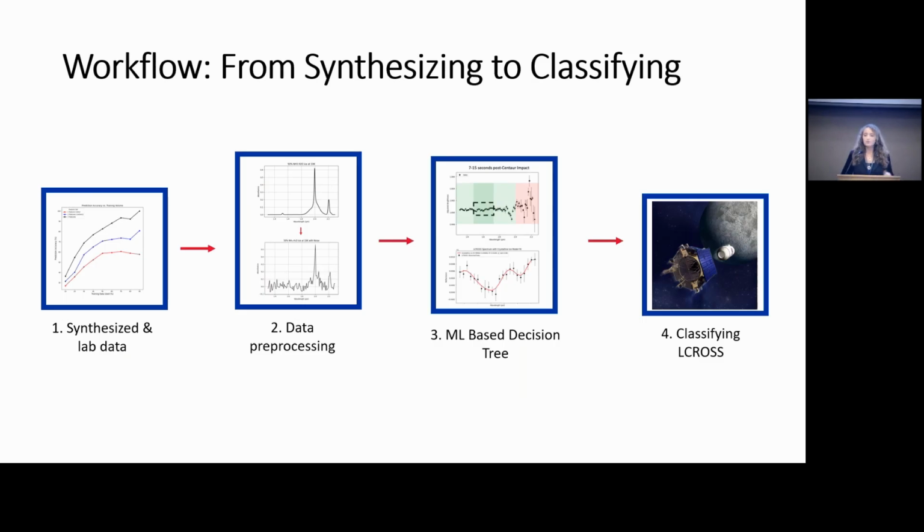I'm going to talk now a little bit about the workflow for this project. My argument here is that technically only the third step involves real machine learning logic, but I'm going to argue that each of the steps is as crucial as the third one in order for this to be done. The first one is synthesizing lab data. The second one is data preprocessing. The third one is an ML-based decision tree. And the fourth one finally is classifying LCROSS.